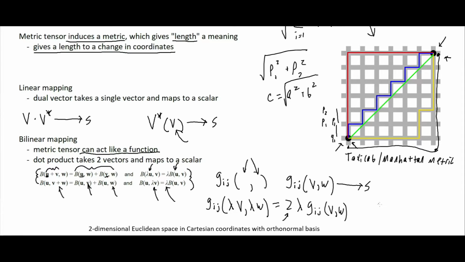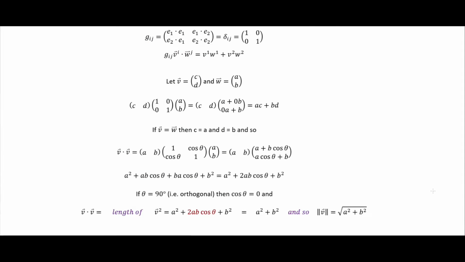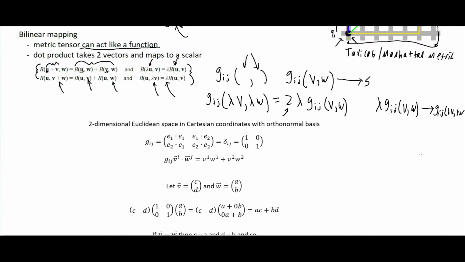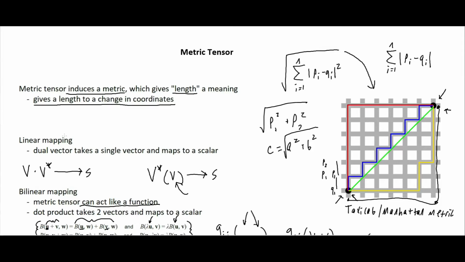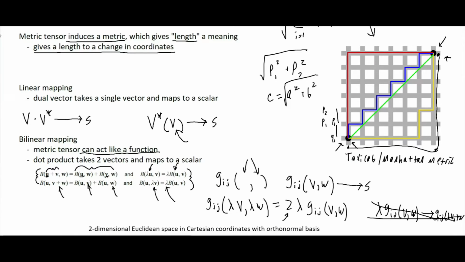And so you can't go from this, G_ij(V, W), to G_ij(lambda V, lambda W). It doesn't work that way. Oops, kind of got pushed down there. So it doesn't work this way. You can't do it that way. So anyway, that is a broad overview of what the metric tensor is.